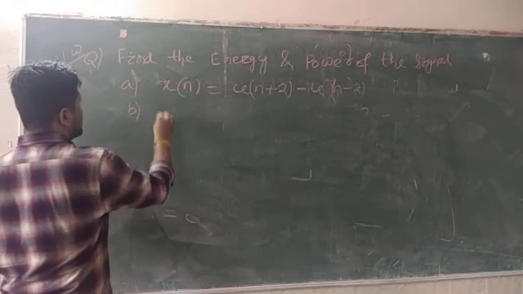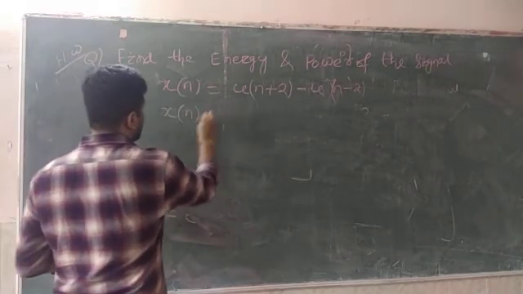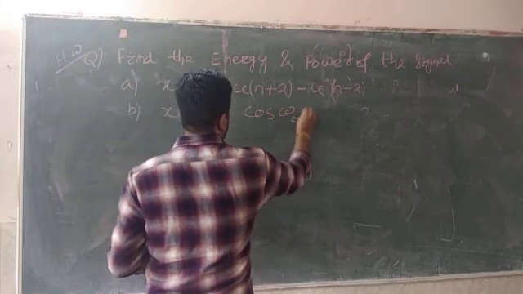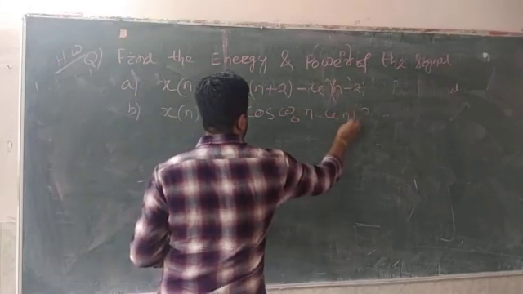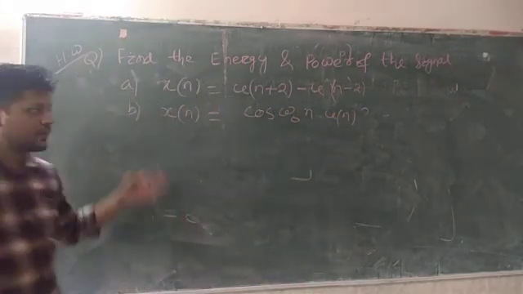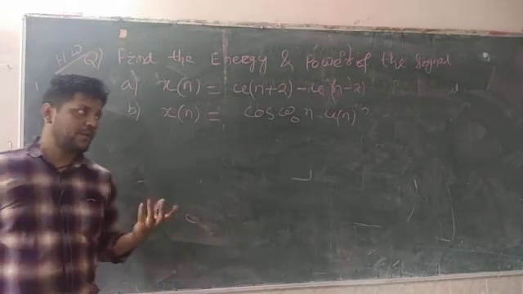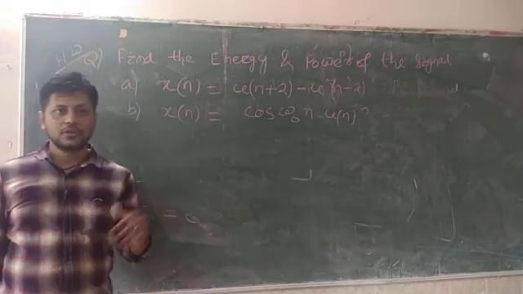The second question is x[n] is equal to cos(omega 0 n) u[n]. Find the energy and power and verify whether it is an energy or power signal. So this is your homework.